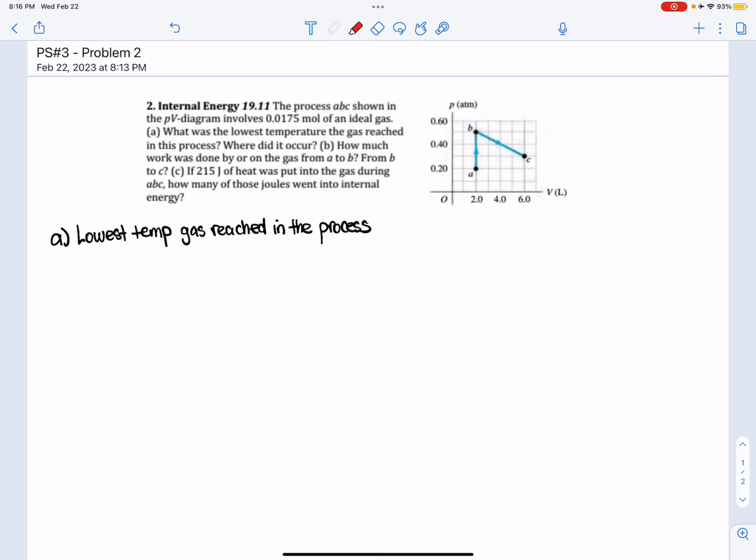Okay, first let's write down our givens. We are given that our moles is equal to 0.0175 mole, okay? What else are we given? Oh, we're also given the values of pressure and volume at our three states. It's state A, state B, and state C, right? So let's write those down. So pressure A is equal to 0.2 atm, right? That's right here.